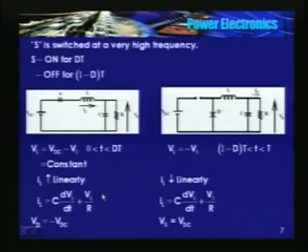So the switch is turned on and off at a very high frequency. S is on for D times T seconds, where D is the duty cycle, and it is off for (1 minus D) times T, where T is the time period. The duty cycle D is equal to T on divided by T on plus T off. And T on plus T off is nothing but the total time period T.